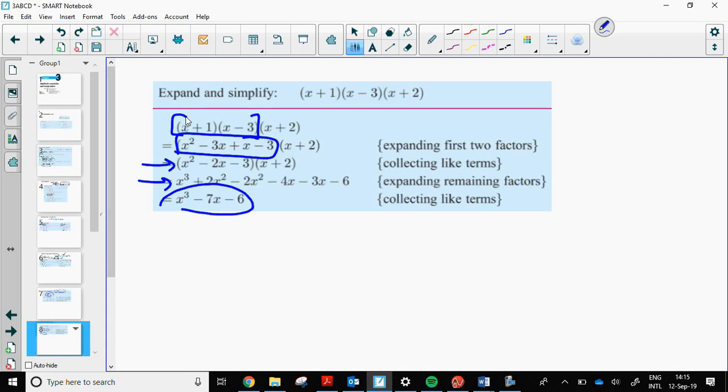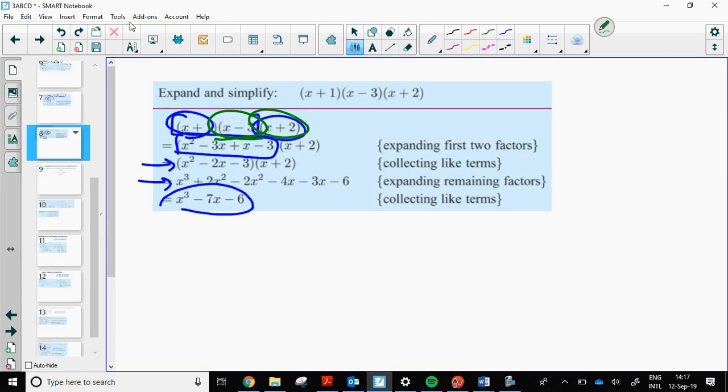We didn't have to choose x plus 1 and x minus 3 in the very beginning. We could have actually started with x plus 1 and x plus 2. Or we could have started with x plus 2 and x minus 3. I promise you, you'll get the exact same answer no matter which two you start with. So the choice is really up to you. So hopefully so far so good.